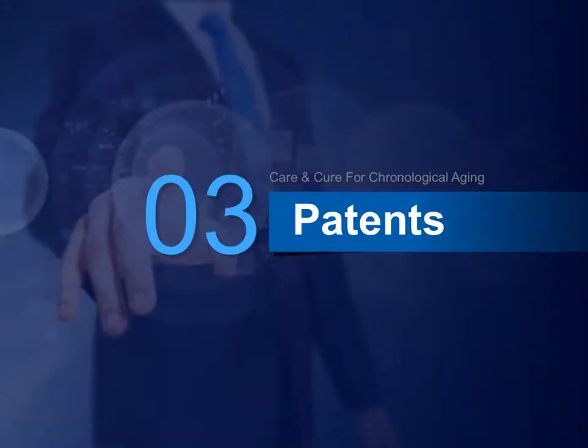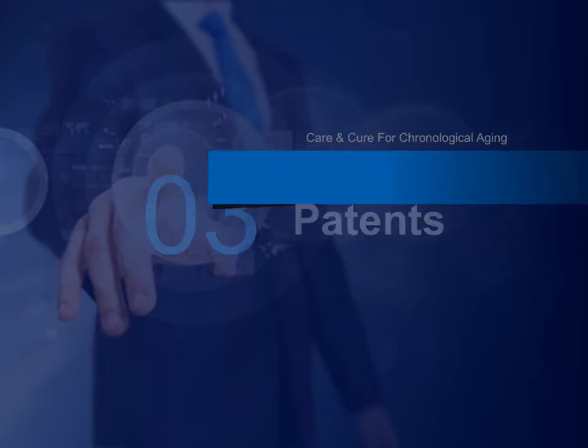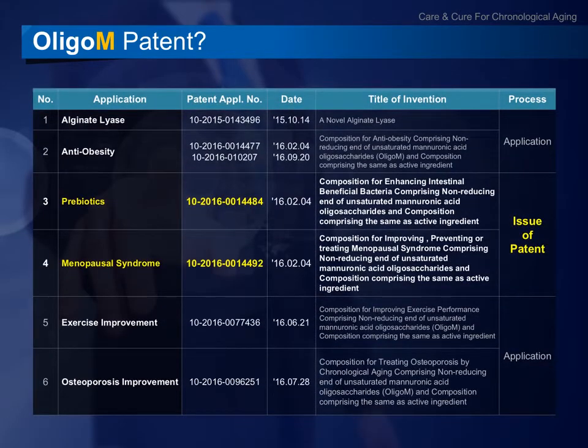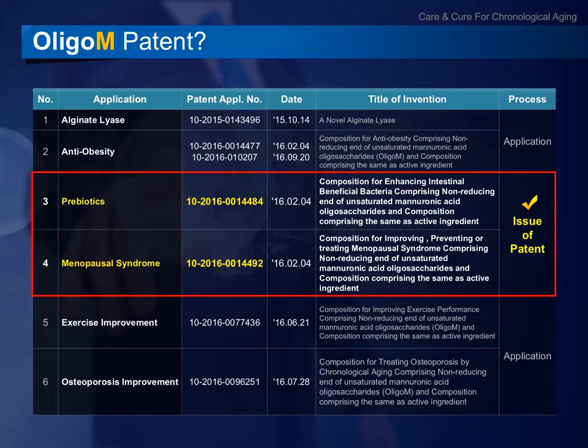Next, we will discuss our patents related to OligoM. This is the list of our OligoM-related patents. Our currently registered patents involve the effects of OligoM on microflora changes and the effects of OligoM on estrogen-like activity in the menopausal signaling pathway.